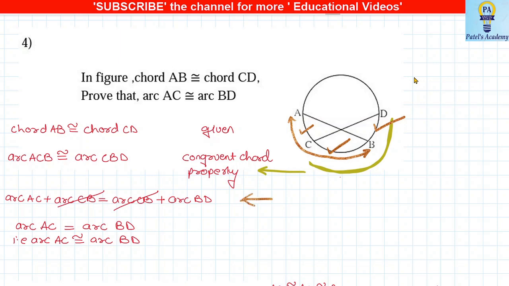Now what I see is arc BC is common, which I am cancelling. So what I get is arc AC equals arc BD, that is arc AC is congruent to arc BD. Okay, just have a look at the figure. The arc we cancelled is nothing but the common arc here. So what we get is arc AC, I'm showing with pink, is equal to arc BD.